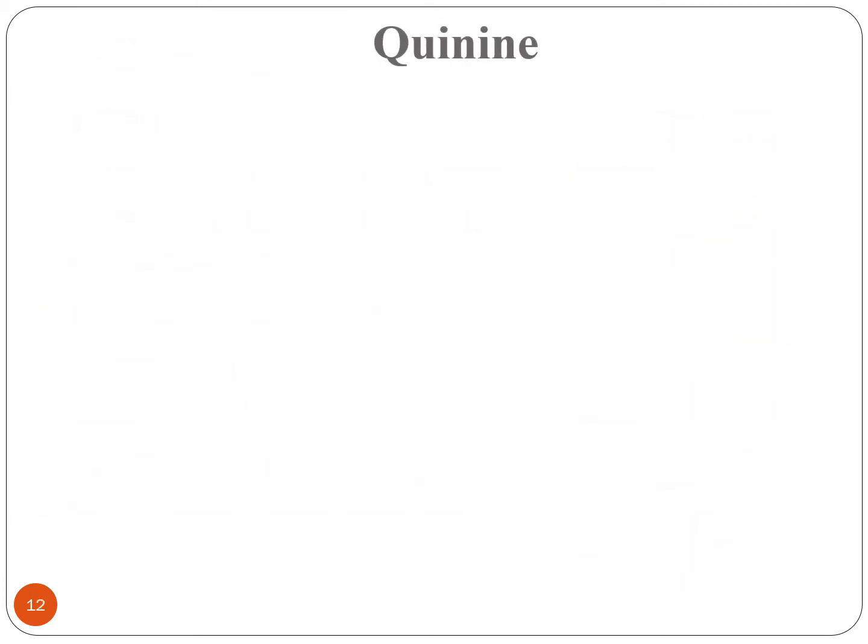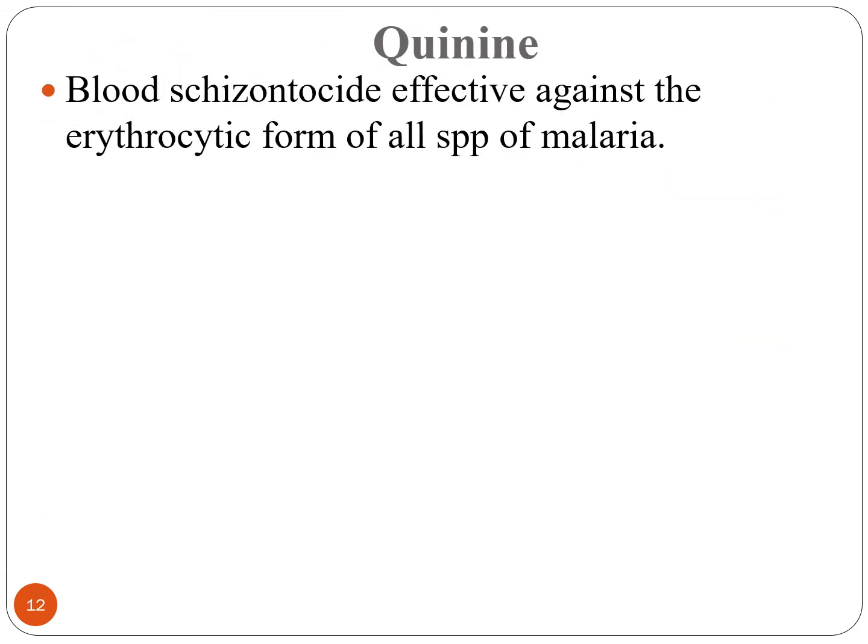We have quinine. Quinine is a blood schizontocide like chloroquine. It's active against the erythrocytic form of all species of malaria, including Plasmodium falciparum, which is resistant to the previous one, chloroquine.